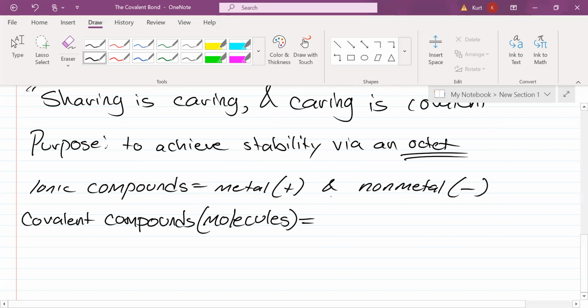Covalent compounds, which are called molecules, are basically 2 or more non-metals. So you're going to be basically dealing with the right side of the periodic table, the P block, and hydrogen from over in the S block. Okay?